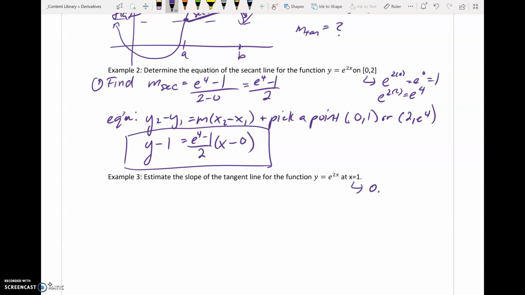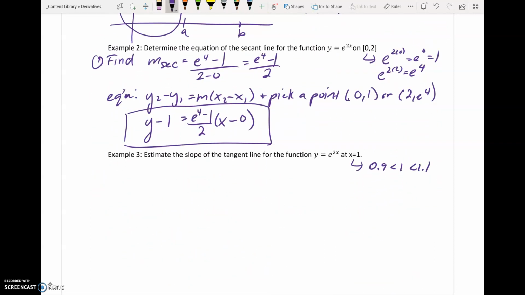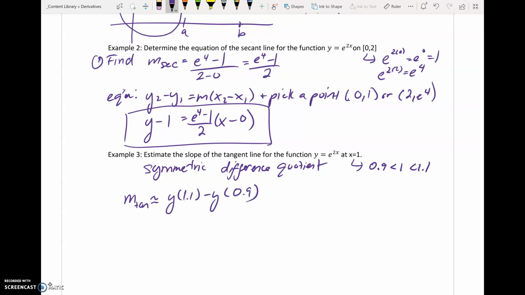So let's just use, for example, 0.9 and 1.1 as our interval for calculating this. So what we're going to use is called the symmetric difference quotient. And this will give us approximately what m tan would be. So this would be our y value when we plug in 1.1 minus our y value when we plug in 0.9, all over 1.1 minus 0.9.